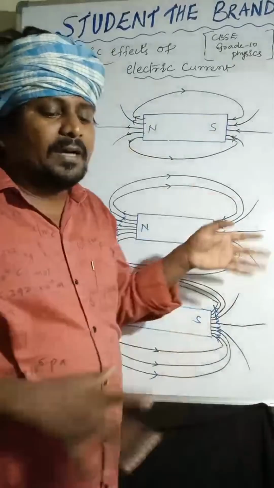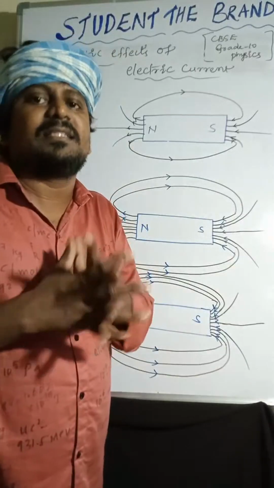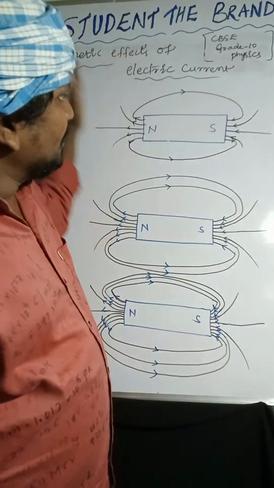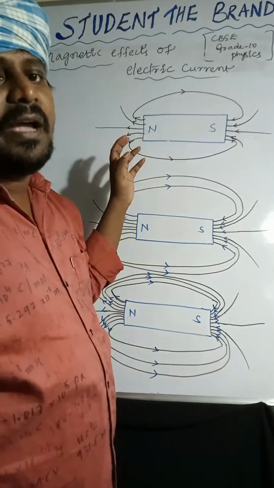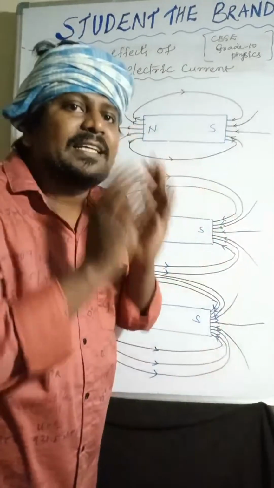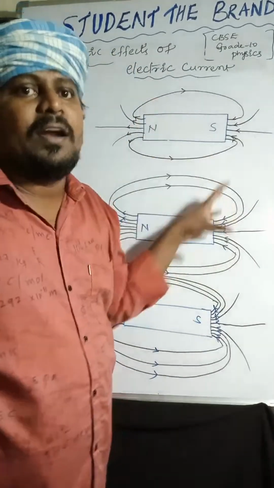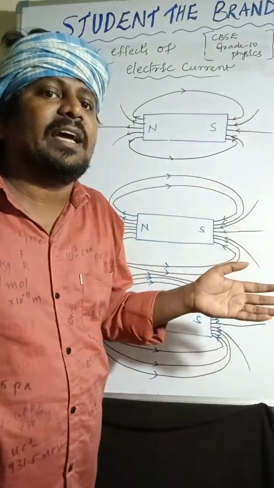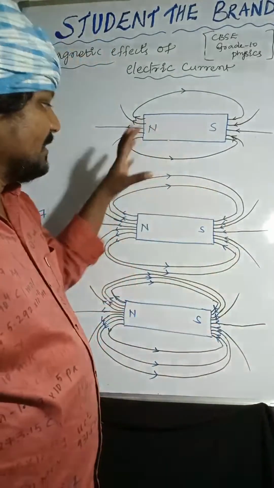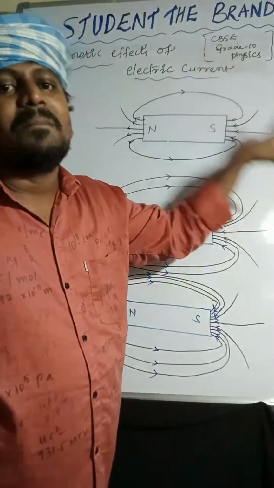Okay, so 3 points once again. Magnetic field lines are closed loops. They emerge out from north and merge at south. These field lines never intersect. If they intersect, then at the point of intersection the compass should show two directions, where it is not possible. Understood? So this is about the magnetic field around the bar magnet.